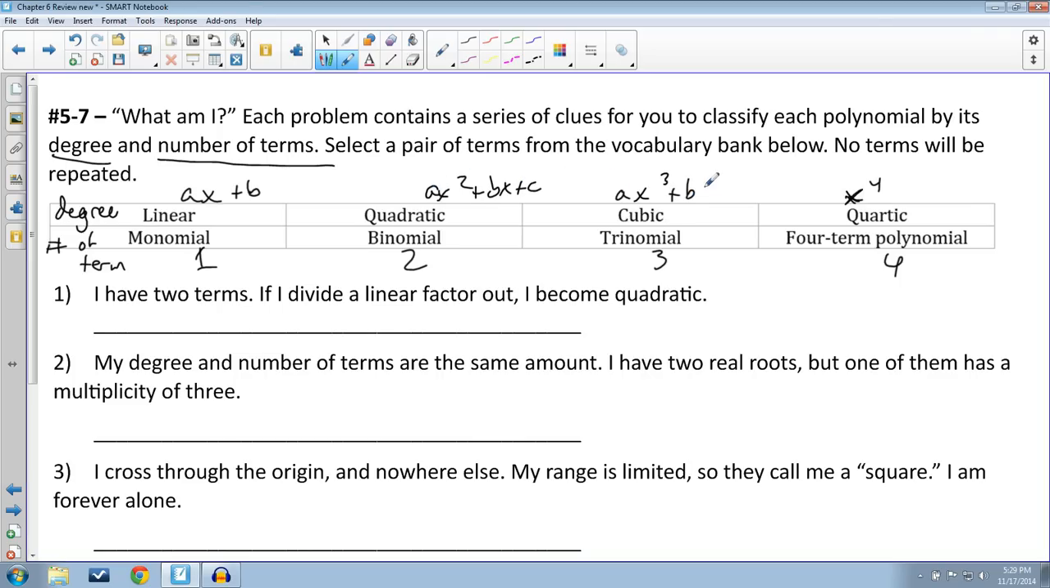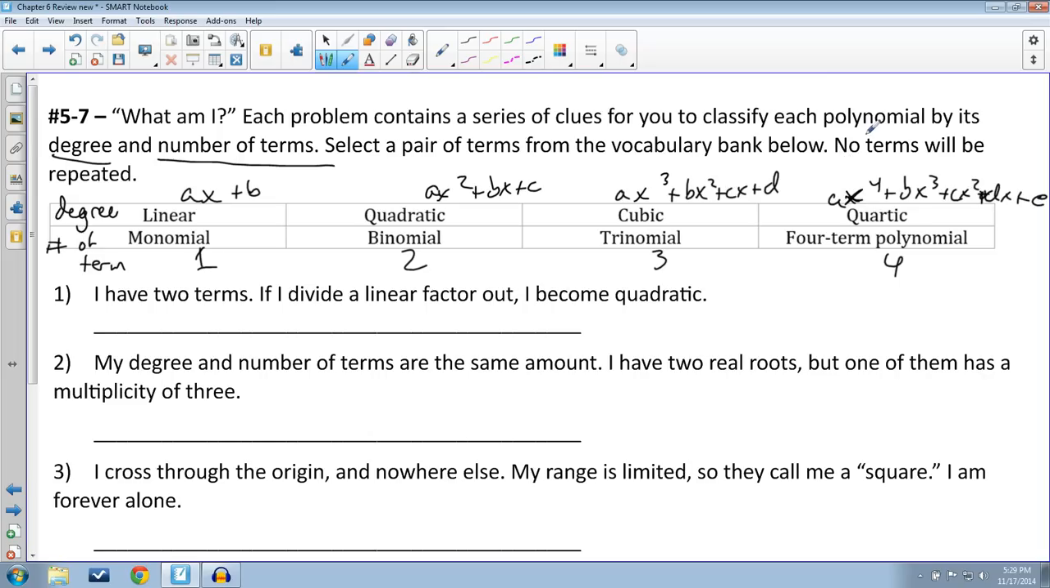This can have 4. And this can have 5: ax to the fourth plus bx cubed plus cx squared plus dx plus e. So it's probably important to say, well, I know I can never have a linear trinomial, right? It's impossible to have. You can't have 3 terms in a linear function. So you can already weed some things out.